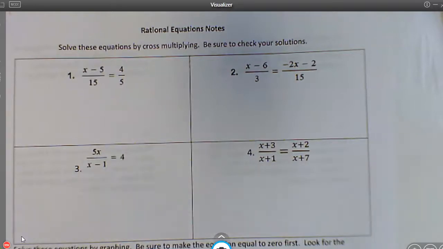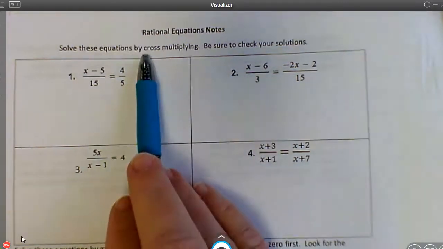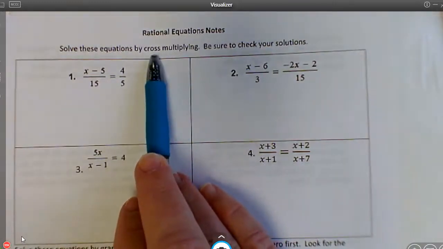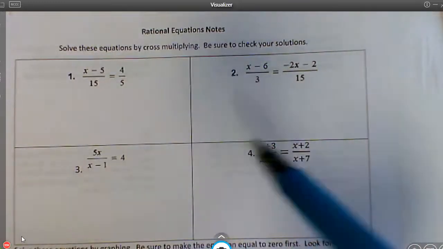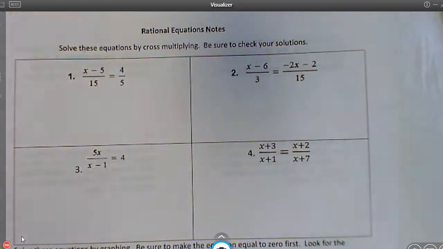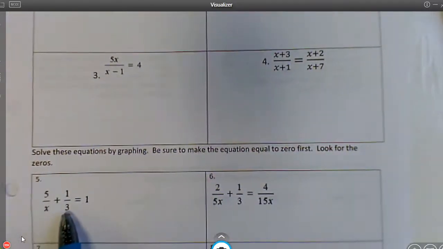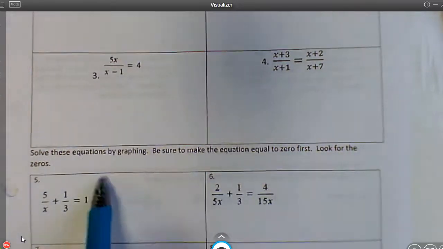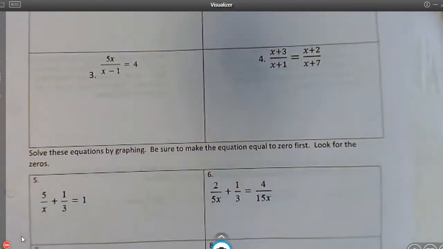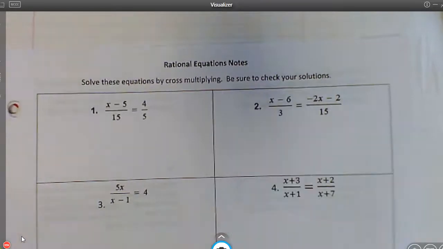So let me remind you what that looks like, and then we're going to talk about some other kinds of rational equations where we want to solve for x. So notice it says by cross multiplying is how we want to solve it. This only works if you have fraction equal fraction. If you'll notice at the bottom here, you've got fraction plus fraction equals another number. You can't cross multiply on these problems, only on these right here where it's a fraction equal to a fraction.